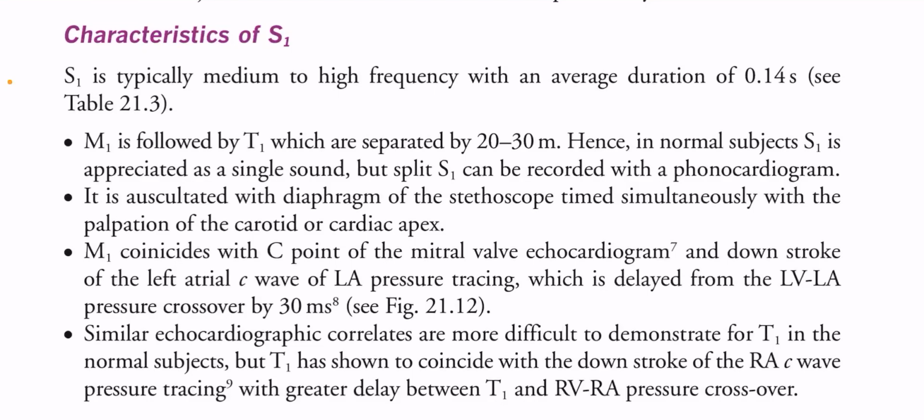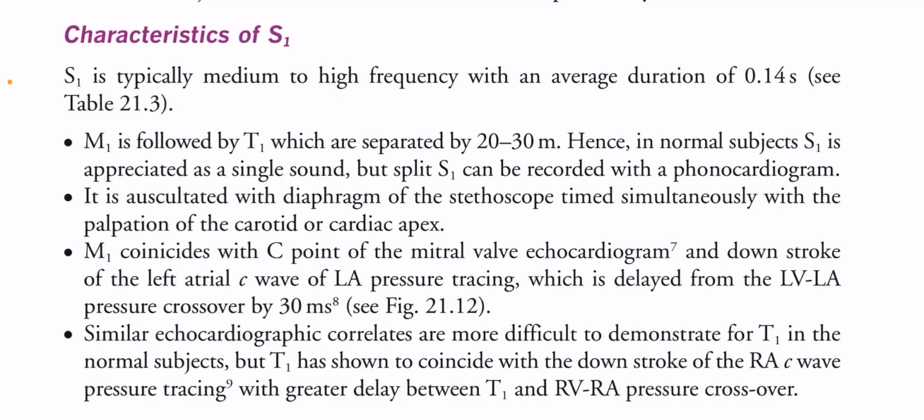It is auscultated with the diaphragm of the stethoscope, timed simultaneously with the palpation of the carotid or cardiac apex. M1 coincides with C point of the mitral valve echocardiogram and downstroke of the left atrial C wave of LA pressure tracings, which is delayed from the LV LA pressure crossover by 30 milliseconds.